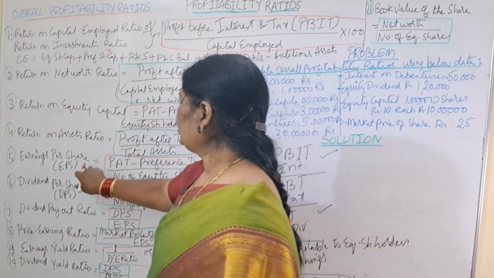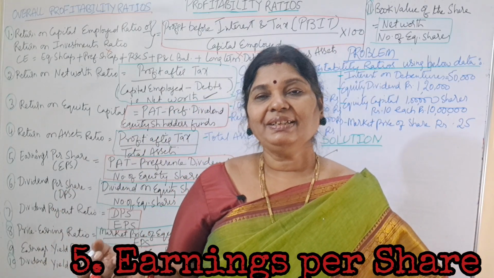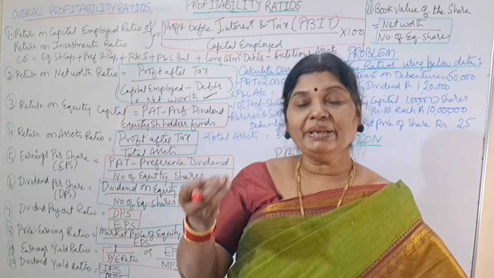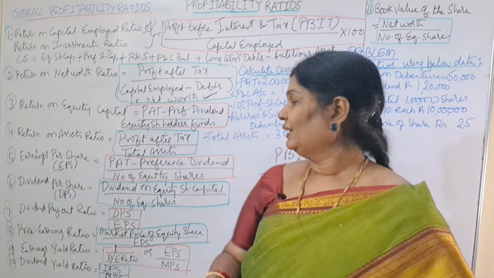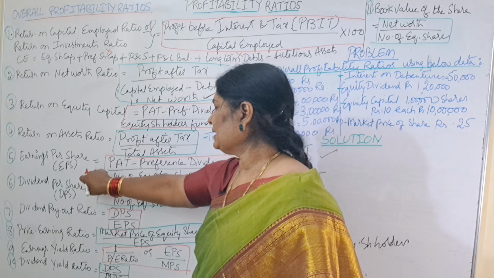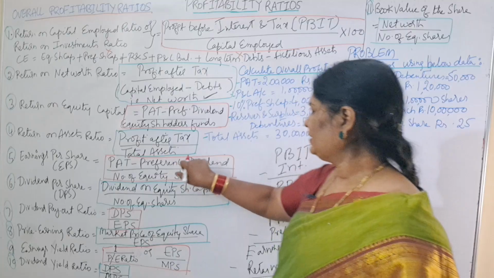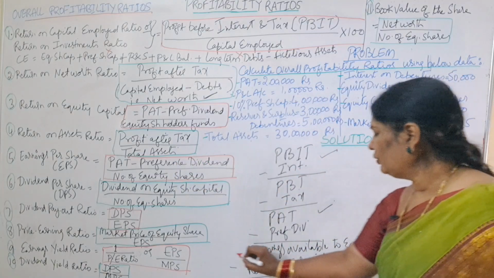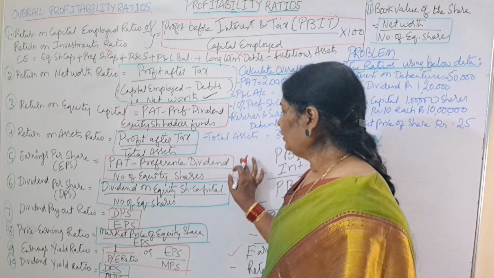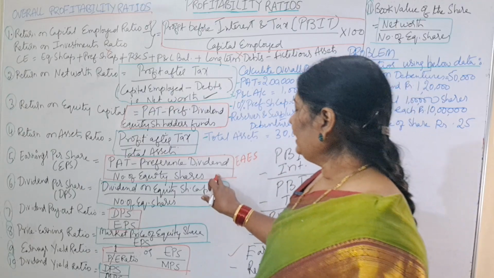Next, earnings per share. When equity shareholders have invested money in the business, they want to know what their earnings are on their investment. Here they want to measure per share how much they are earning. That is why we prepare this ratio. Earnings per share, we call it EPS. So what's the formula for that? PAT, profit after tax, minus preference dividend, that is, earnings available to equity shareholders. This is also called EAES, right? Divided by number of equity shares.